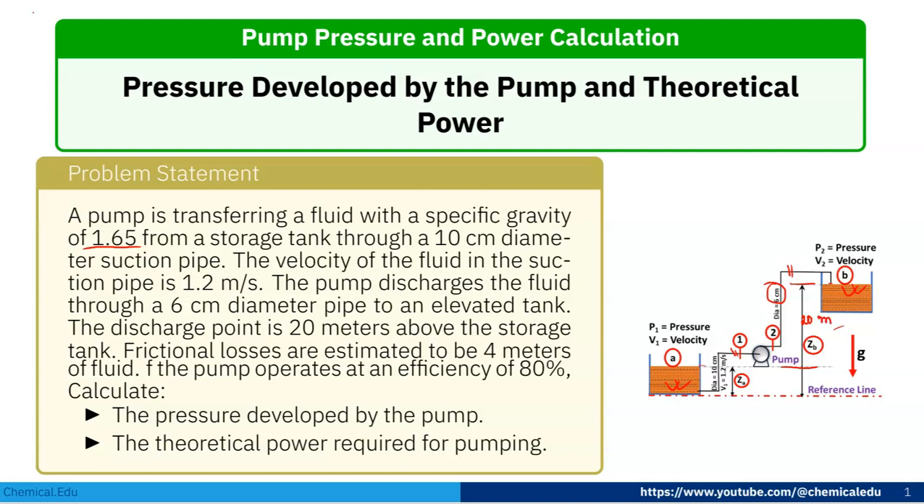Frictional losses are estimated to be 4 meter. So HL is equal to 4 meter. If the pump operates at an efficiency of 80%, eta is 80%. Calculate the pressure developed by the pump and the theoretical power required for the pump. So we have to calculate the pressure developed by the pump and the theoretical power for the pump.